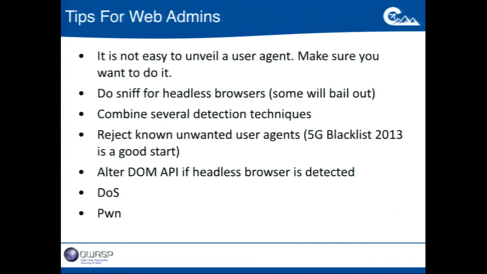So we mentioned a lot of different ways to detect it. You can reject known unwanted user agents. A good start will be the 5G blacklist 2013. I think they have an update this year.